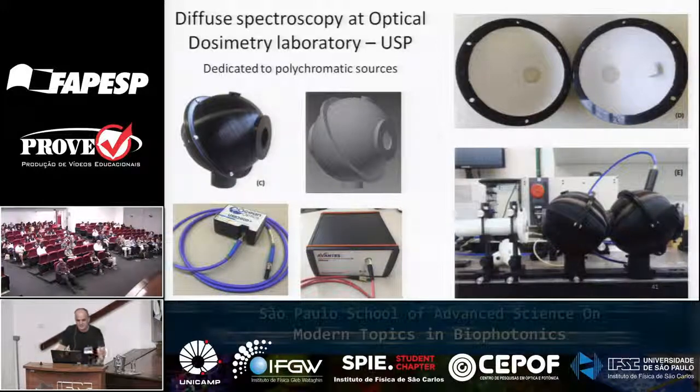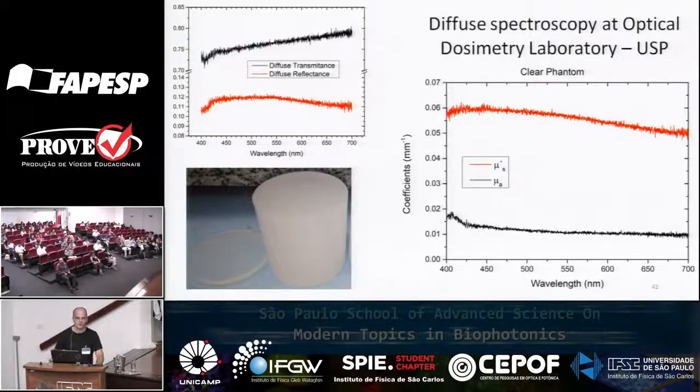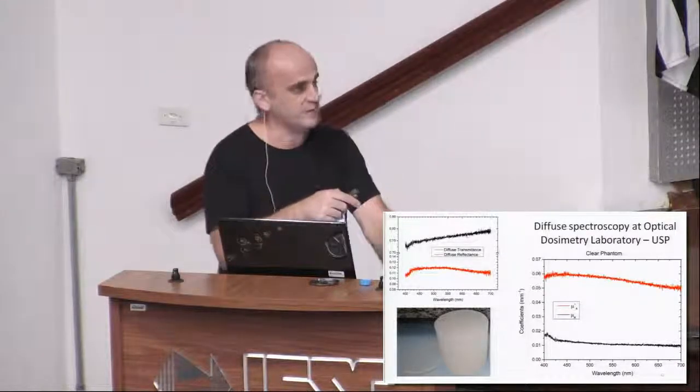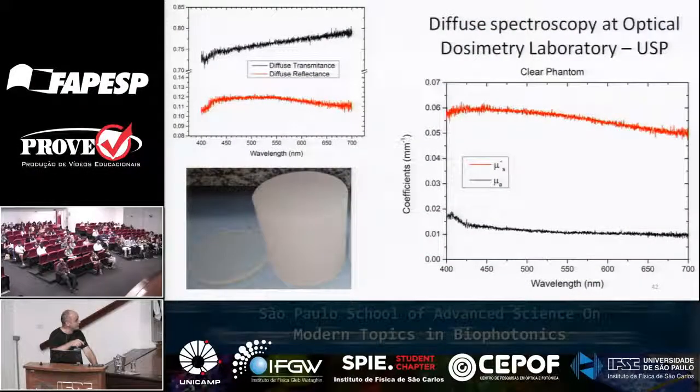Another approach is to do the same, but with a homemade system. We print this at home, and we cover the inside of the spheres with barium sulfate, and we employ not only laser wavelengths, but we employ spectrometers and broadband sources. With this system, we can measure the same as before, but with a little more error, because we are putting so much light inside and the detectors are more sensitive to thermal noise. But we can access a broad range of information. Here we have the reflectance in red and the transmittance, and we give this as input to the inverse adding-doubling algorithm, and we measure the scattering and absorption coefficients. These are the results from this phantom that we named clear phantom, low turbidity.